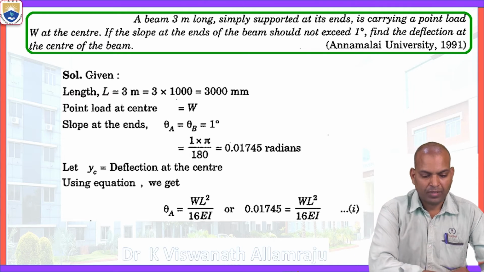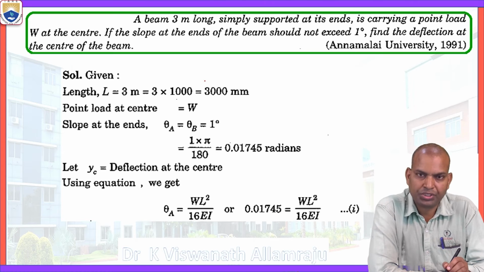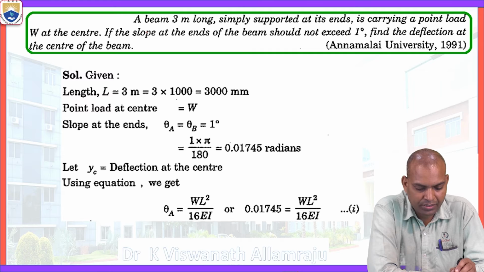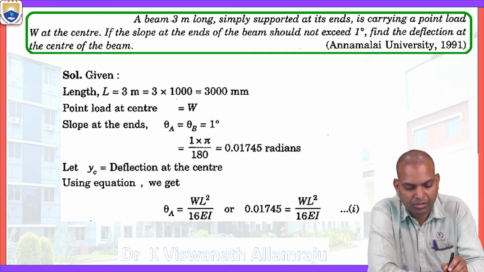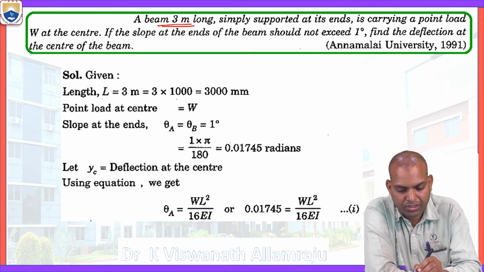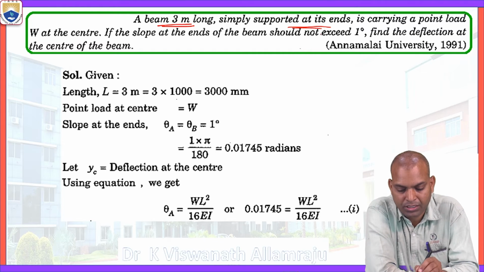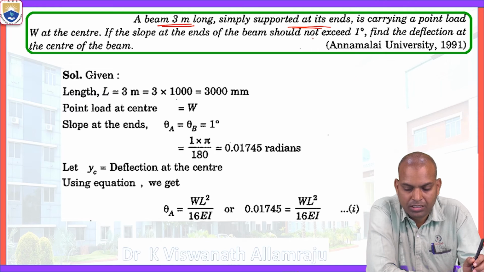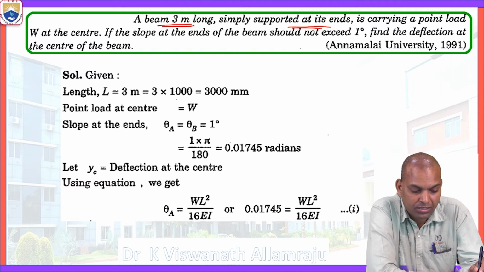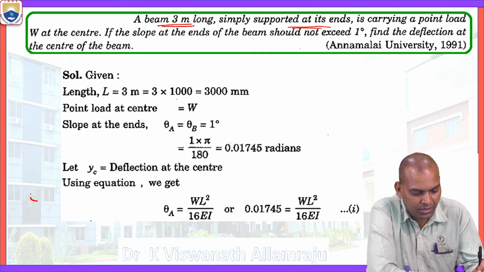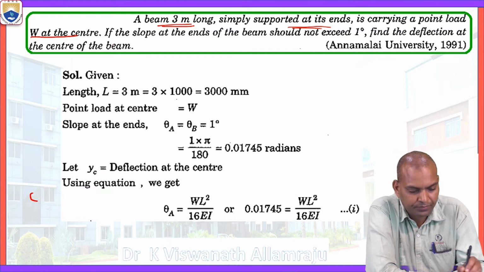Let us find out the deflection again at the center of the beam. Let me read. A beam of 3 meters long is simply supported at its ends and is carrying a point load W at the center.